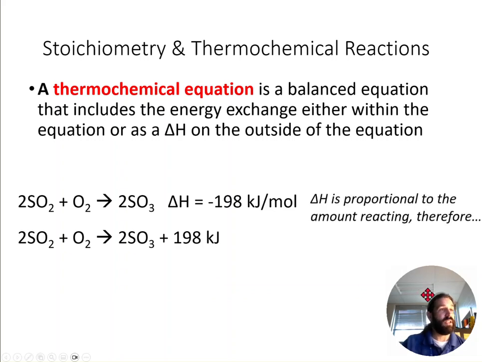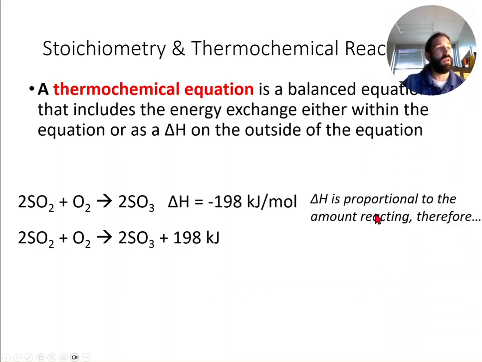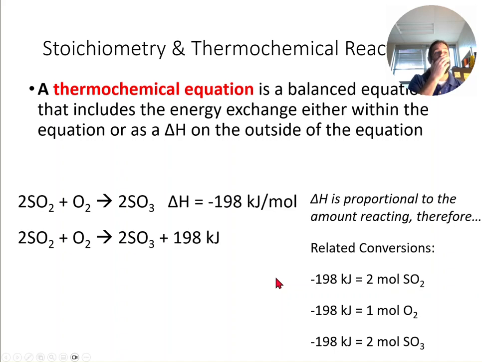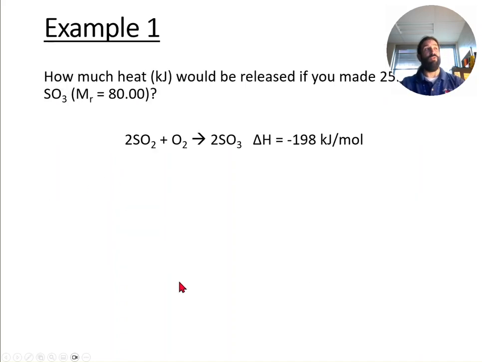Delta H is, of course, proportional to the amount of moles of reactants and products, so we get some stoichiometric conversion factors to use here. I could say that 198 kilojoules of energy is equal to 2 moles of SO2, 1 mole of oxygen, or 2 moles of SO3 being formed.